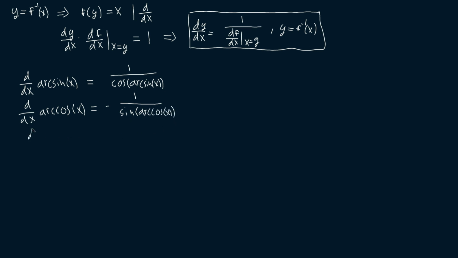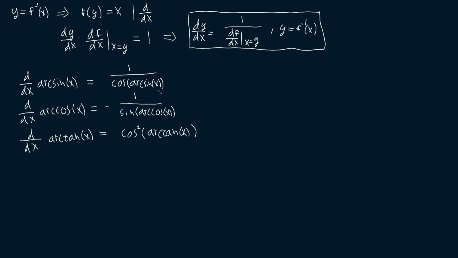And lastly, the derivative of arctangent with respect to x, which is equal to 1 over the derivative of tangent, 1 over cosine squared of x, evaluated at arctangent of x, but 1 over cosine squared is just cosine squared, and evaluated at arctangent of x.